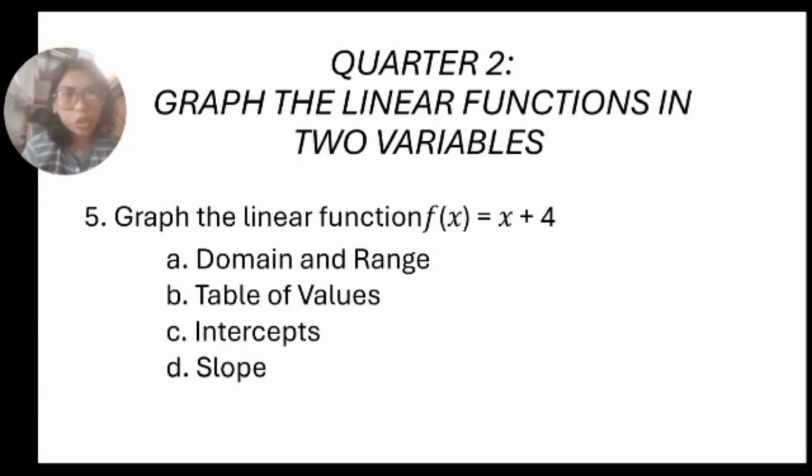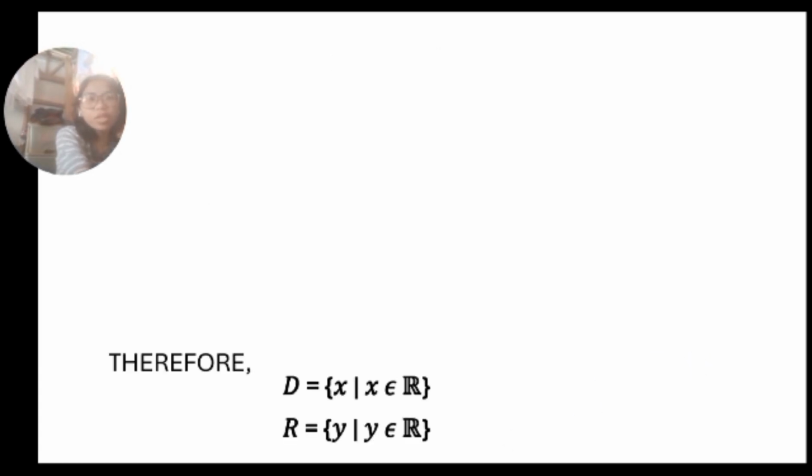So the last question is about graphing the linear function in two variables. So ang function there is f of x equals 4x plus 4. So we are asked to find the domain and range, table of values, intercepts, and the slope. So first, we need to find the domain and range.